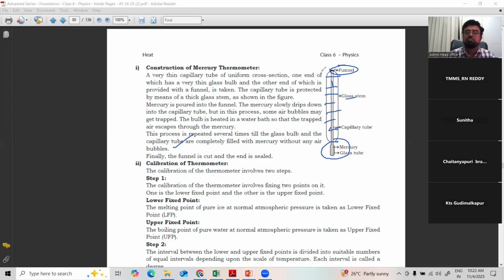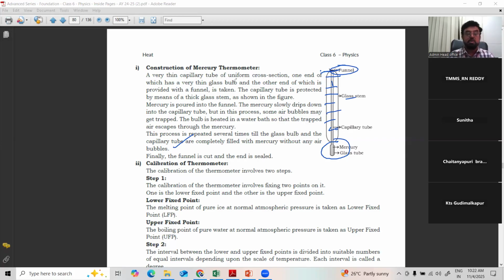So while preparing the thermometers, they take all these care. The capillary tube with uniform cross-section area has a bulb at one end and a funnel at the other, and a glass stem is inserted. From the funnel, mercury is slowly dropped into the bulb, and then the bulb is placed under hot water until the entire air comes out. There won't be any air bubbles. Then they remove the funnel and seal the glass part. Now our thermometer is ready for measurement.